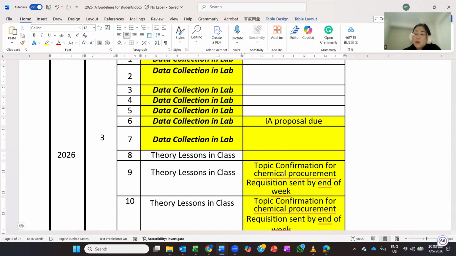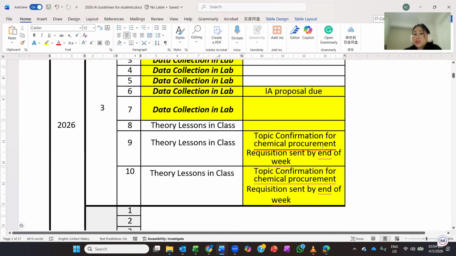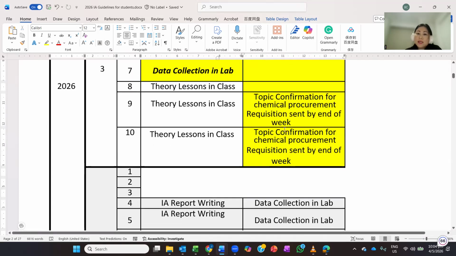I need to clarify, when we say submit requisition to the lab, it doesn't mean that whatever you request, the lab will prepare for you. It's just to make sure that what you want is available. Eventually, all the chemicals will be prepared by yourself. You have to do it. Later, I will bring you through that. So the chemical requisition and the equipment requisition part is more to double check that the things that you want are available in the lab and you're not doing something too dangerous.